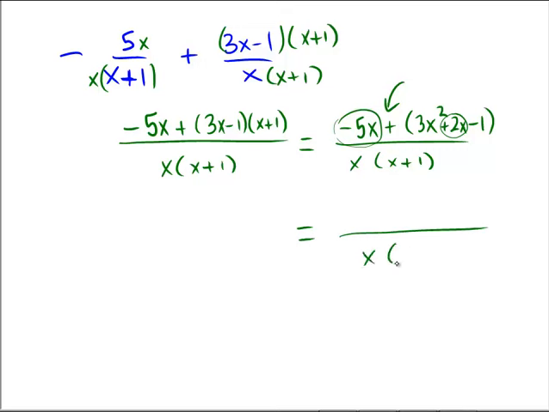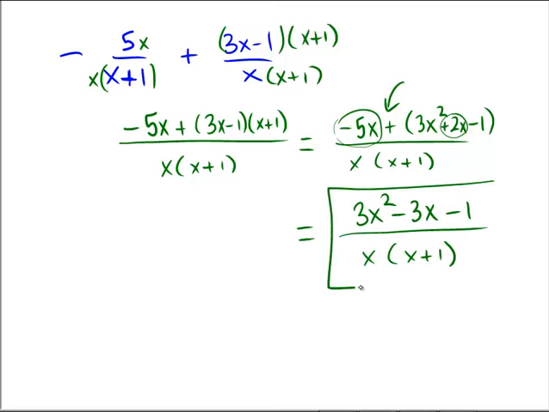and we end up getting a final answer that was all over x times x plus 1, and in the top, in order, we have a 3x squared, minus 5 plus 2 would be minus a 3x, and then simply that little minus 1 hanging off the end. Again, if you can simplify, you should, but I don't think that this is going to simplify at all.